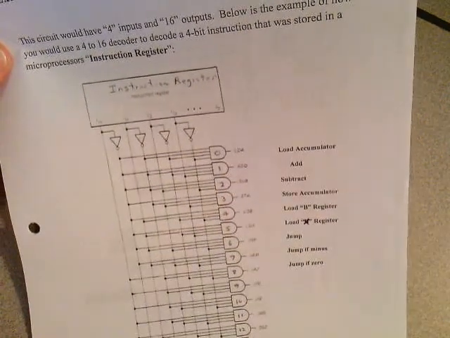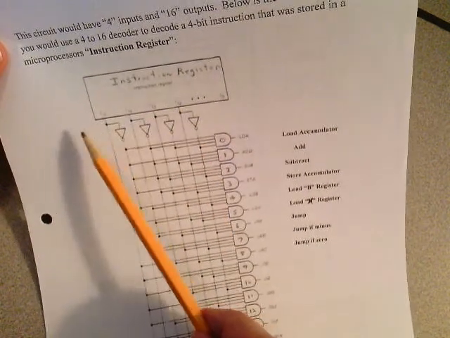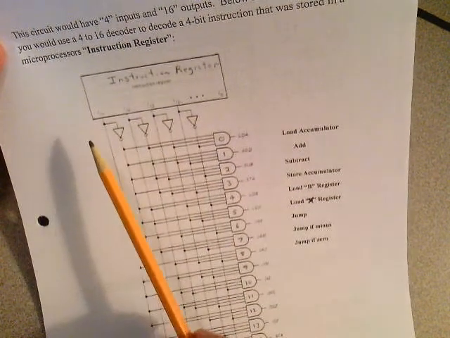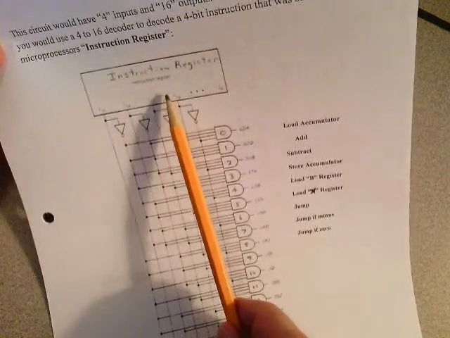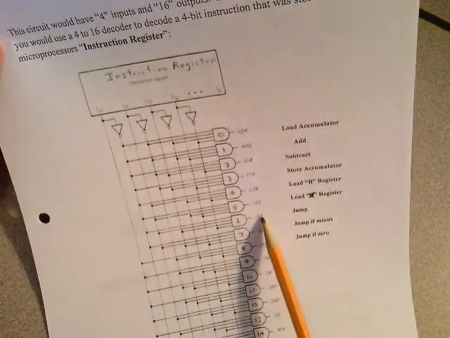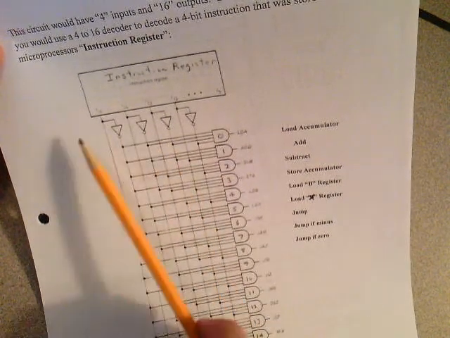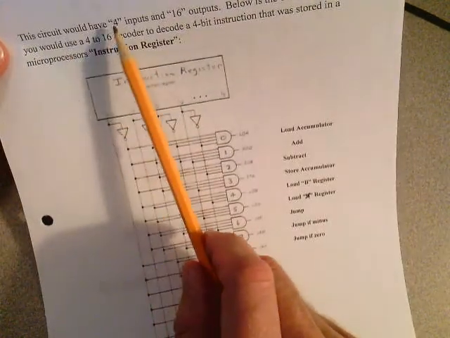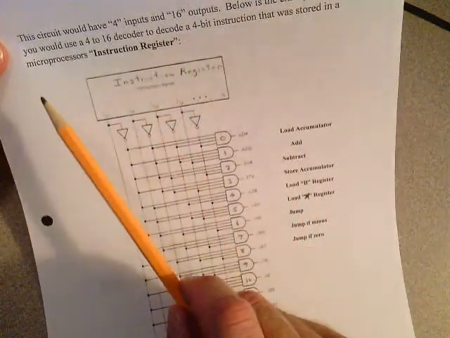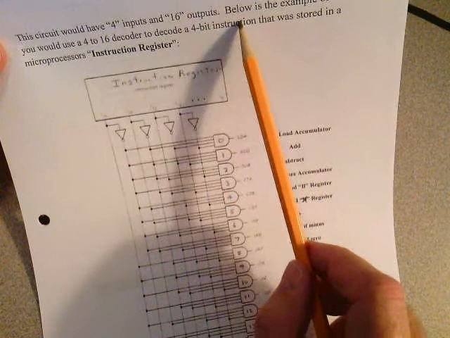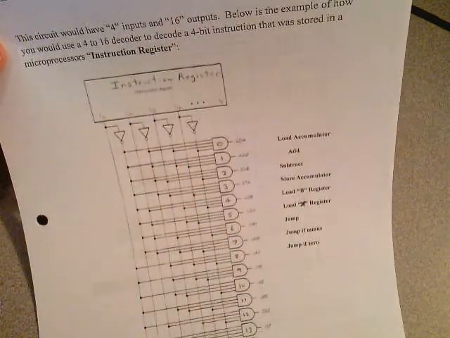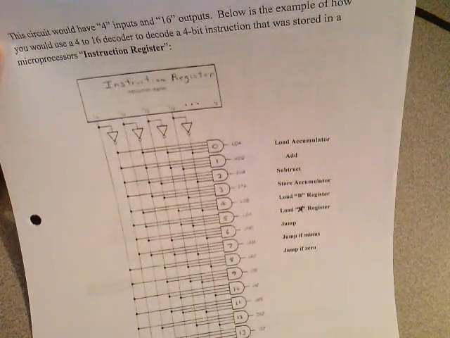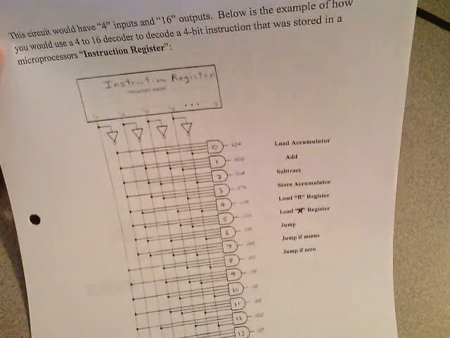But how do you generate these? Well, you put in a 0000, which is a binary zero. That gate's going to go active. That's it. What if it's a 0110? That's a 6. Jump is going to go active. You can go through the ones and the zeros, but you don't have to. That's an application of a decoder. This circuit would have 4 inputs and 16 outputs. This example is how you could use a 4-to-16 decoder to decode a 4-bit instruction that was stored in a microprocessor's instruction register to give you whatever mnemonic you need out here. So you know how to execute during the execution cycle.